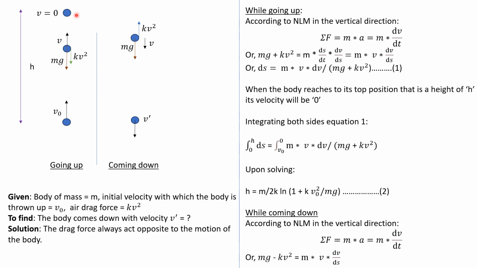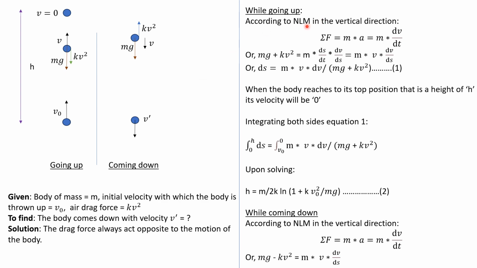And after that the body will start falling down under the force of gravity. When it acquires motion while coming down, it will again experience the drag force, which will be opposite to the motion of the body. Since v is downwards now, the drag force will be upwards, that is kv square. So let us solve this question now.